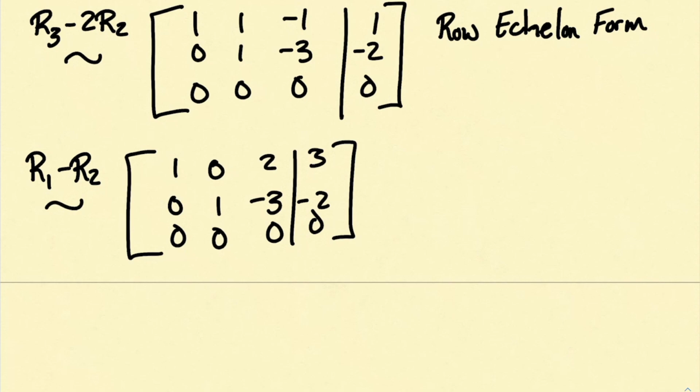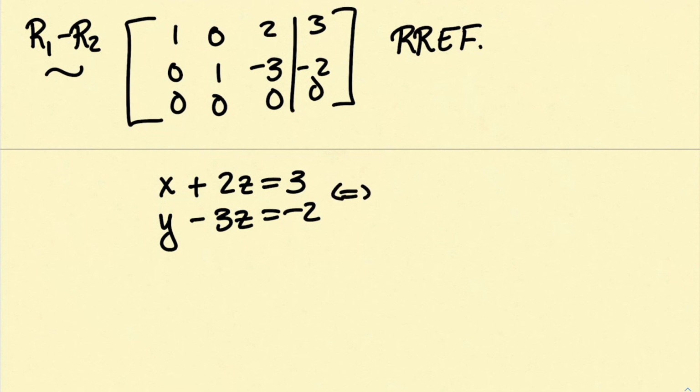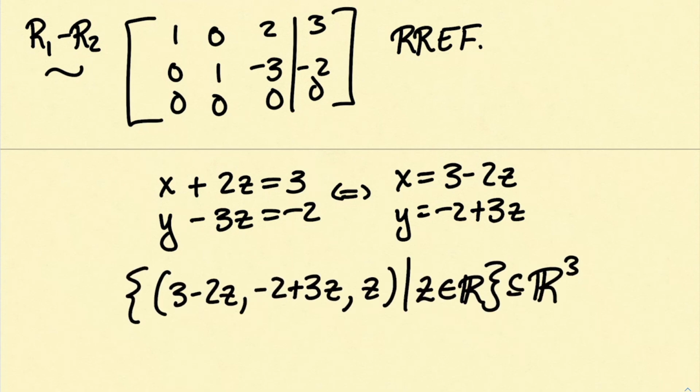Now we're in reduced row echelon form. Clearing this 1 from the second column was all we needed. And again, we can translate this into a set of solutions. Our parametric equations are x equals 3 minus 2z, y is equal to negative 2 plus 3z, which we can also translate into the set. In our next video, we'll revisit how to read the solutions from our reduced row echelon form in more depth.